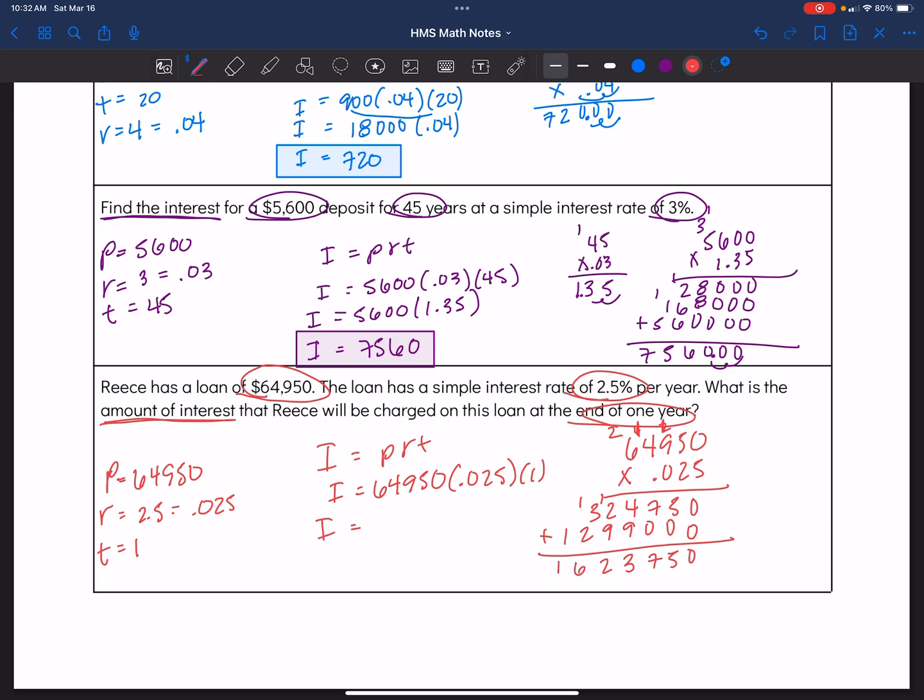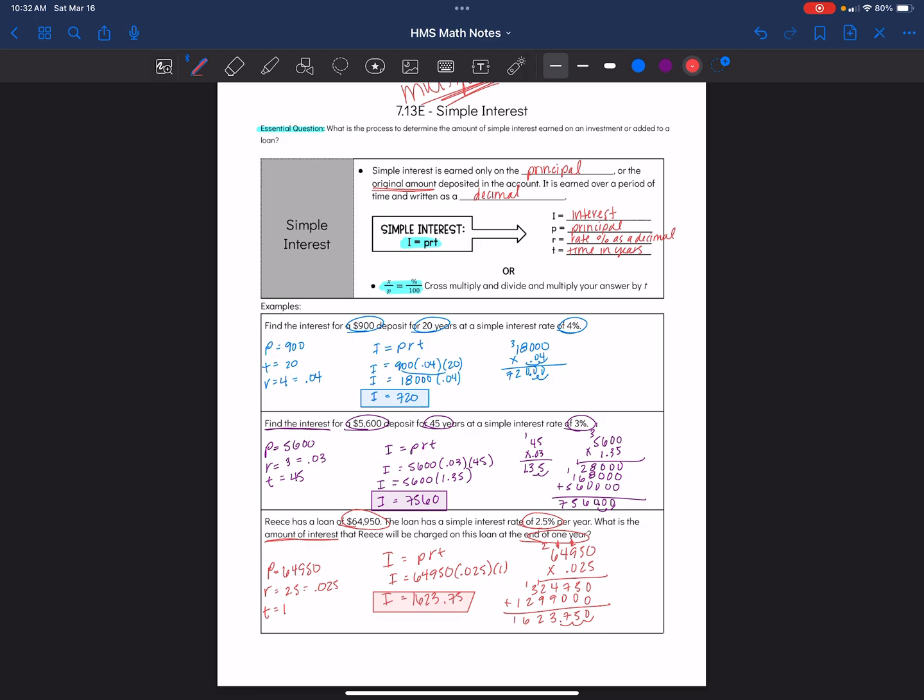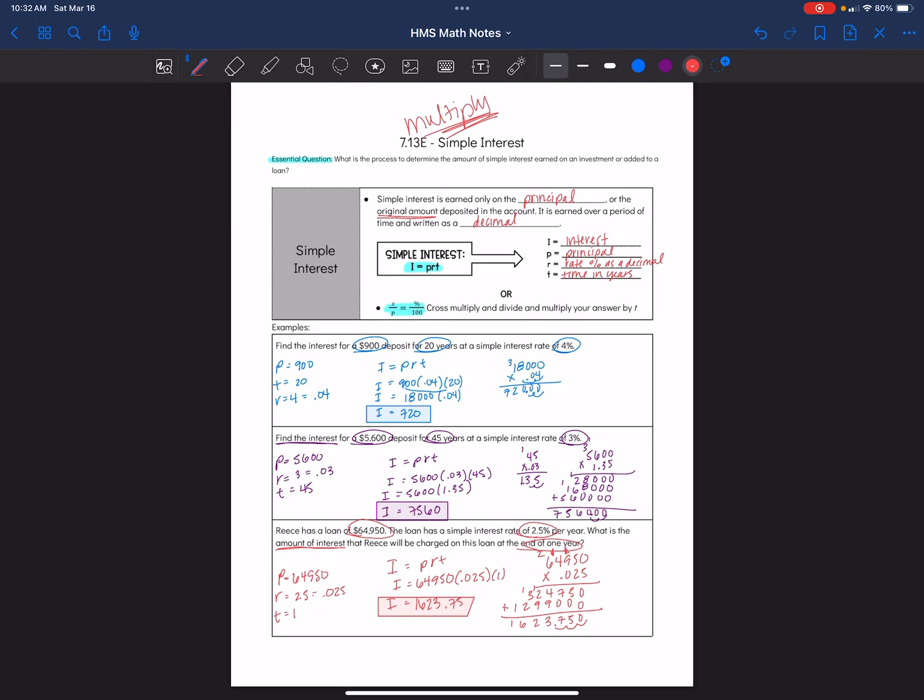Cool, and then I'm going in 3 times into my answer. 1, 2, 3. So my interest is $1,623.75. Which again makes sense because it's not larger than my principal. It's after 1 year. And yeah, that's it. So again, the name of today's game is to multiply. A lot of multiplication. So it definitely helps if we know our multiplication tables.